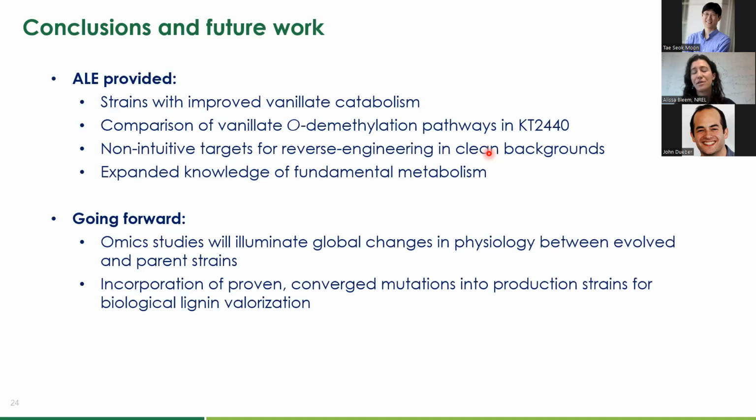Everything that I showed today was super mechanistic, investigating the mutations and their performance in the wild type strains, but we can put these into production strains, right? Strains that are taking these waste feedstocks and converting lignin into products might benefit from these mutations that we observed in ALE. Overall, I think this really expands our knowledge of fundamental metabolism in KT2440, particularly for genes that had not really been annotated before. Going forward, like I said, we're doing some transcriptomic studies to illuminate the changes in physiology between the evolved and parent strains. And yes, we're going to put these into production strains as well.